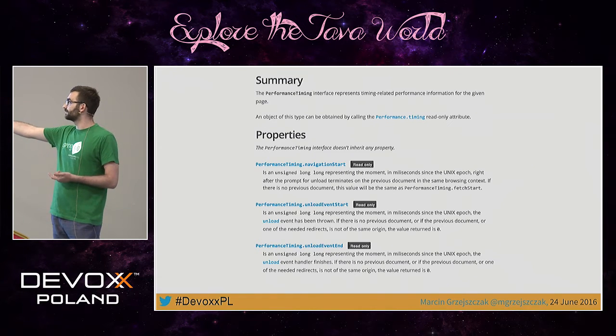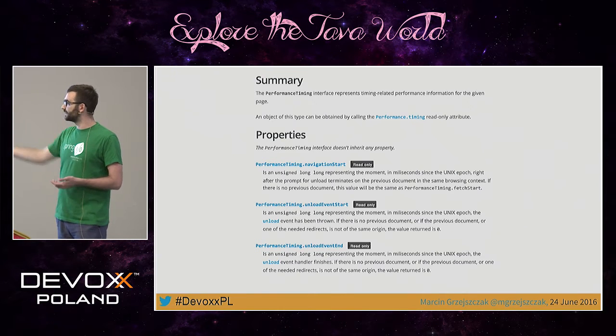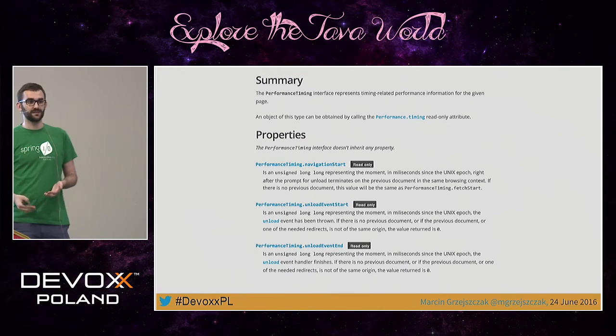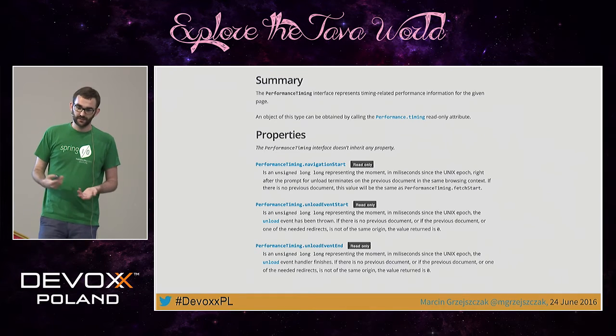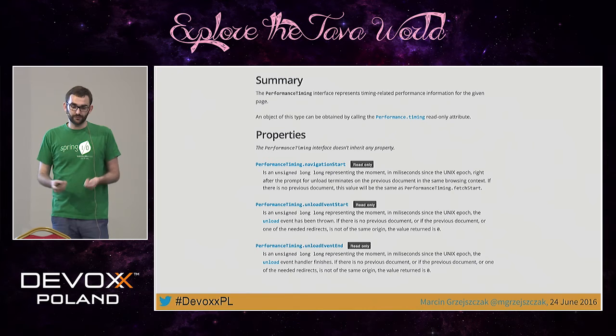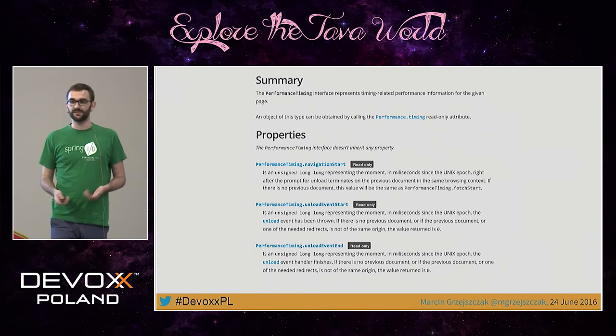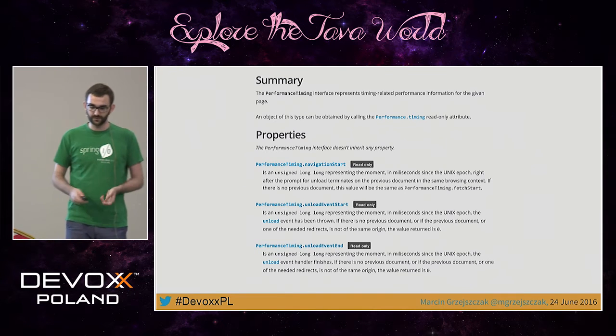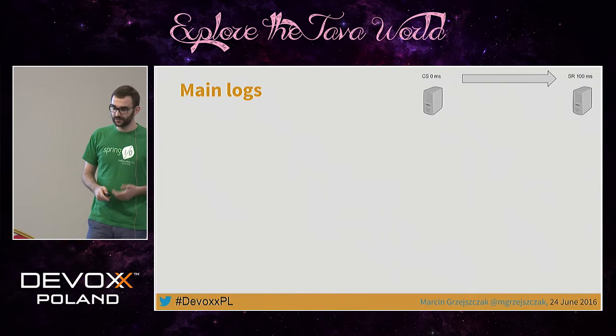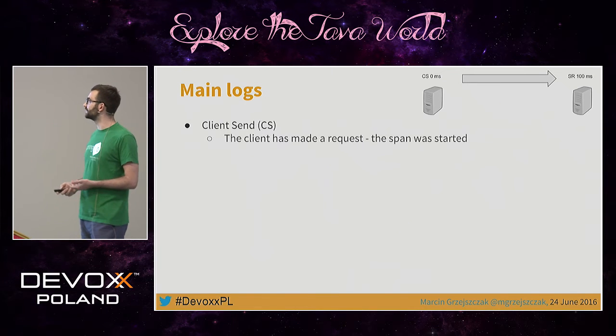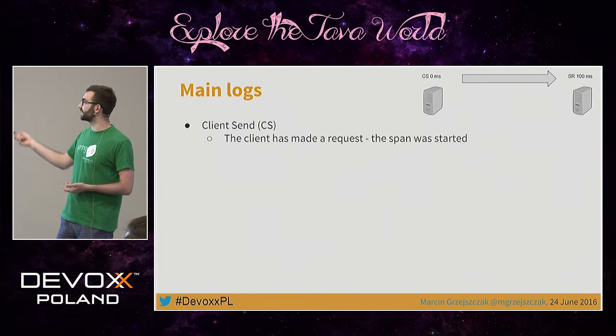For example, navigation start, unload event start, unload event end. These are notable moments related to page loading. When you create your own spans and your own events, it should be something similar, a notable name for an event. So what are the main logs? Client send, we have seen that already. The client has made a request, and the span was started.